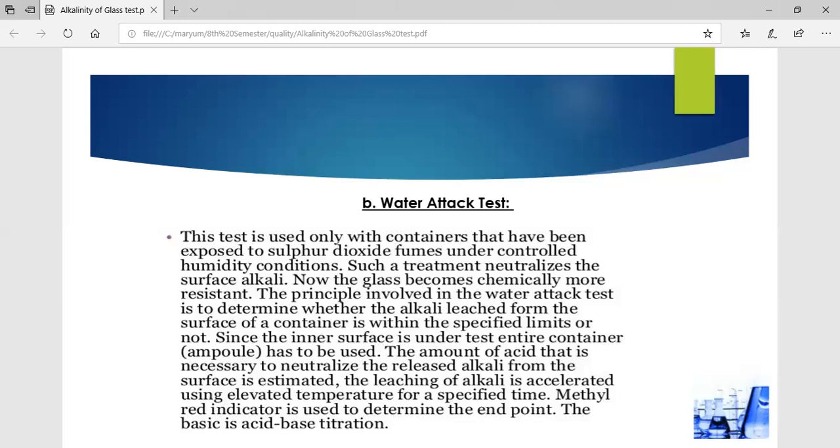So the principle involved in the water attack test is to determine whether the alkali leached from the surface of the container is within the specified limit or not, or whether it is unleachable glass or leaching glass. Since the inner surface is under test, the entire container ampule is to be used.